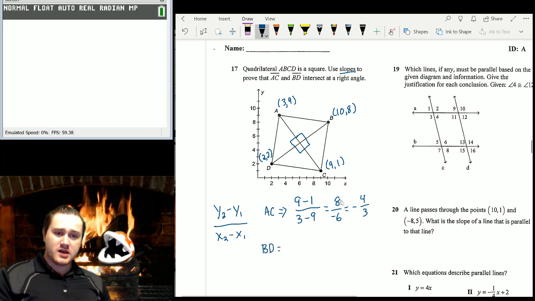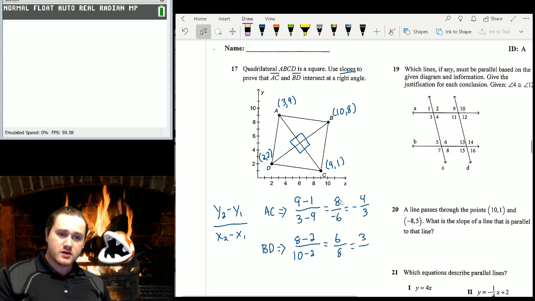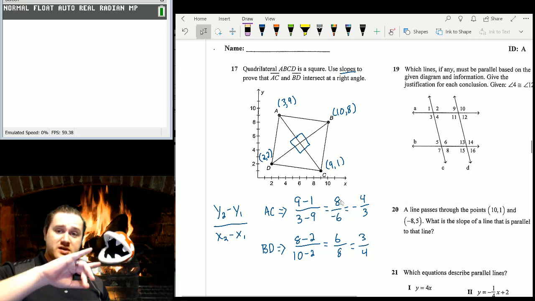There's AC. We need to also do BD. So for BD, I'm going to start off with the 8 for the top. So that would be 8 minus 2 over 10 minus 2. Again, I went B to D. So 8 minus 2 is 6. 10 minus 2 is 8. Reduces to, nope, sorry, not 4/3. That would actually be 3/4. So again, notice that these are opposite reciprocals, meaning that one is positive, one is negative, and the fraction actually gets flipped.